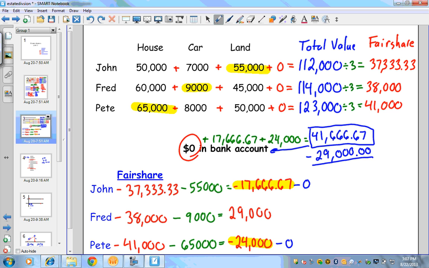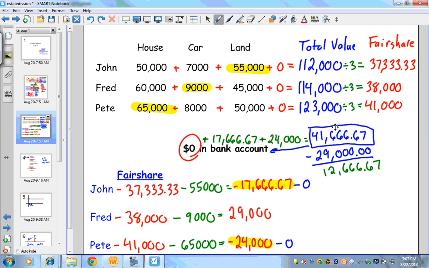Okay, so when we do that, we end up with $12,666.67 in the bank account. That's left over because everybody has gotten paid off. Everybody who needed to get paid did get paid. So we're stuck with a balance of $12,666. If you remember correctly, you cannot have any cash left over in the bank account. Everything must be divided.